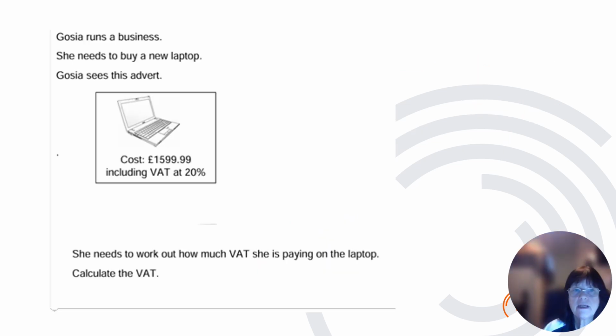Okay, so this is the last slide. Gosia runs a business. She needs to buy a new laptop and she sees this advert. The cost of the laptop is £1,599.99, and that includes VAT at 20%. So she needs to work out how much VAT she is paying on the laptop. So calculate the VAT. Have a go. See how you get on and come back with an answer.